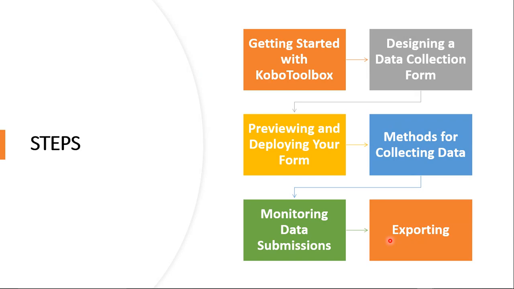Now in this lesson, I'm going to take you through the practical process of collecting data using KoboToolbox. There are only 6 steps that we are going to utilize here. One of which is getting started with KoboToolbox. So we're going to say we get started. And then number 2 will be designing a data collection form. How do we design a data collection form? How do we preview and deploy the form? And then what methods are there for data collection? How do we monitor data submissions? And how do we export our data?